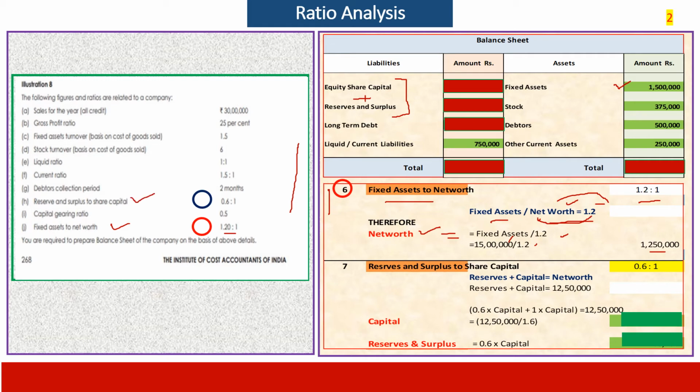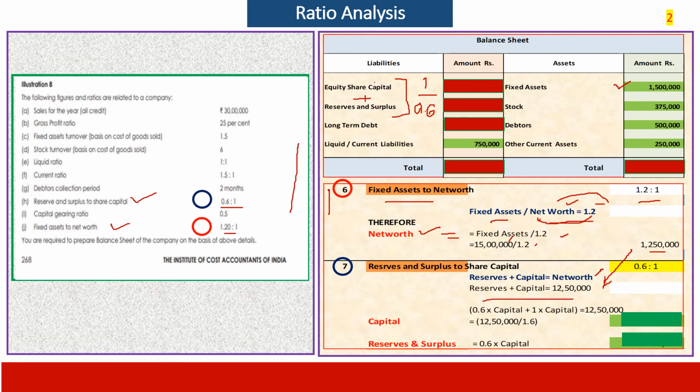Yes, we have. See, we have to take it up in this order. Reserves and surplus to share capital. What does it mean? If you take reserves and surplus in relation to share capital, this is 0.6 when share capital is 1. The relation is simple. If share capital is 1, reserves and surplus is 0.6. Let us put that reserves plus capital equals net worth, and we know the net worth figure as 12,50,000.